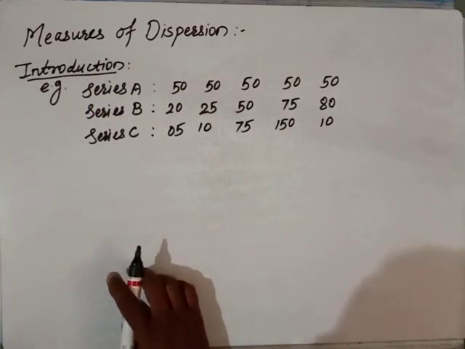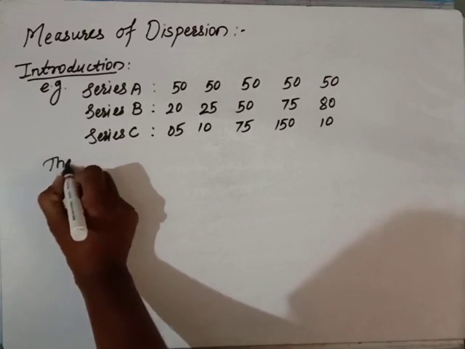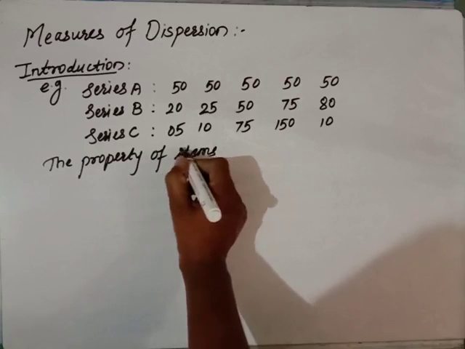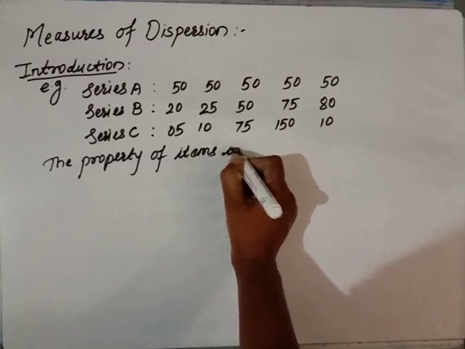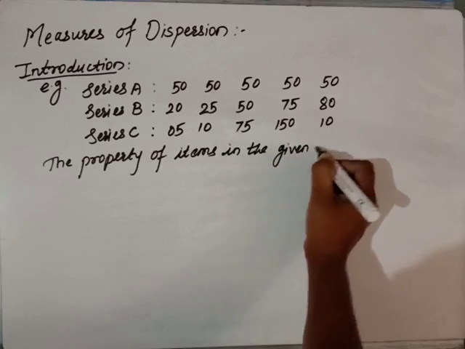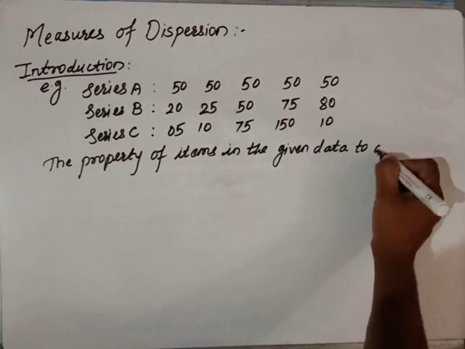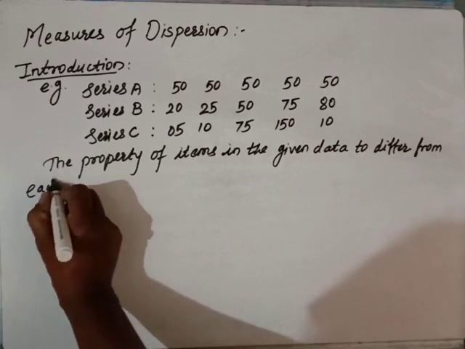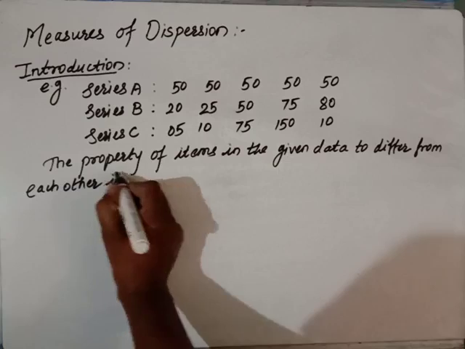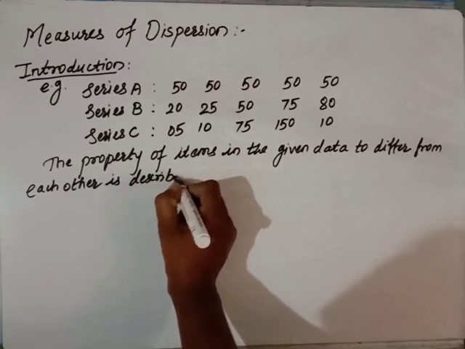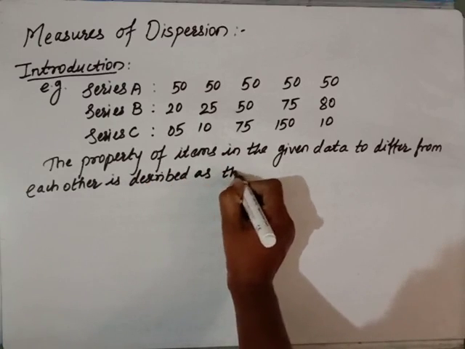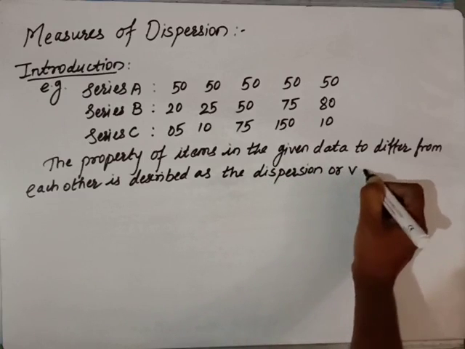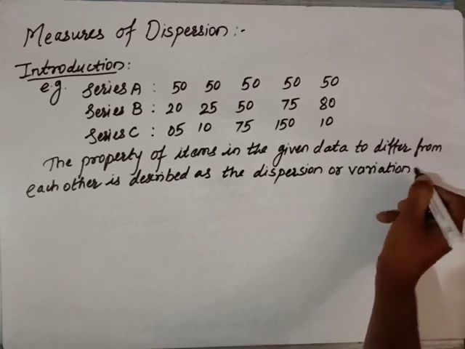So I can write here that the property of items in the given data to differ from each other is described as the dispersion. Or it is also known as variation.